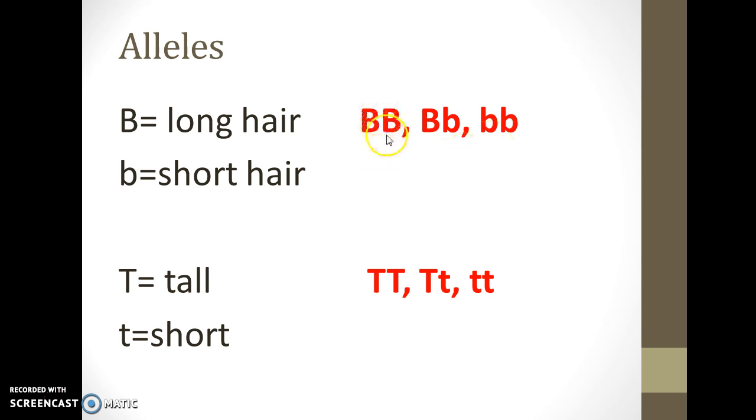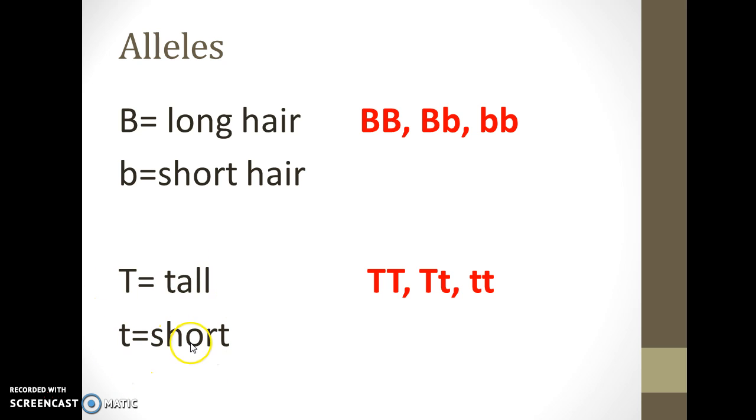In this case, if you had two big B's, you would have long hair. If you had a big B and a little b, that doesn't mean you have medium hair. That means that you have long hair, because whichever trait is stronger, in this case the big B, or long hair, is the one that shows up. So you would have long hair. And on this one, you would have short hair because that's the only two traits that you have.